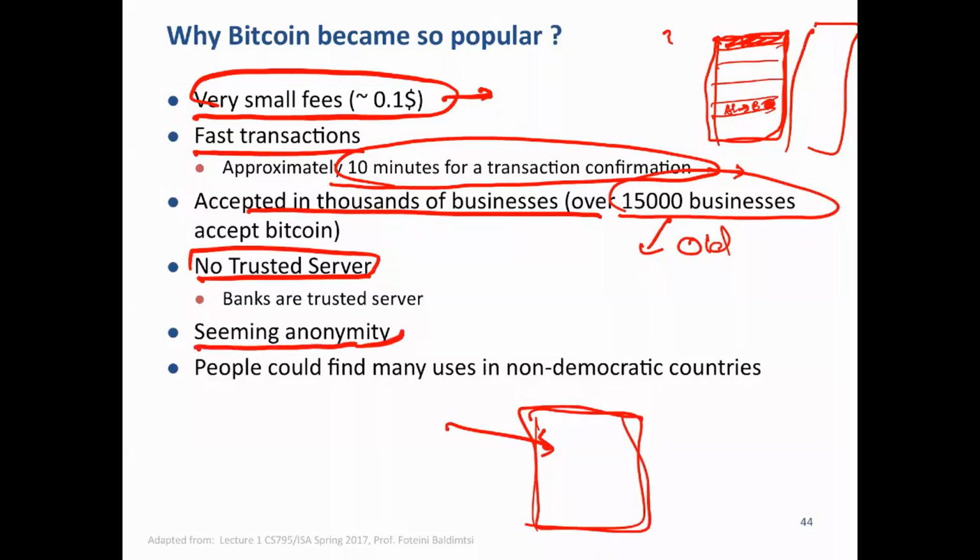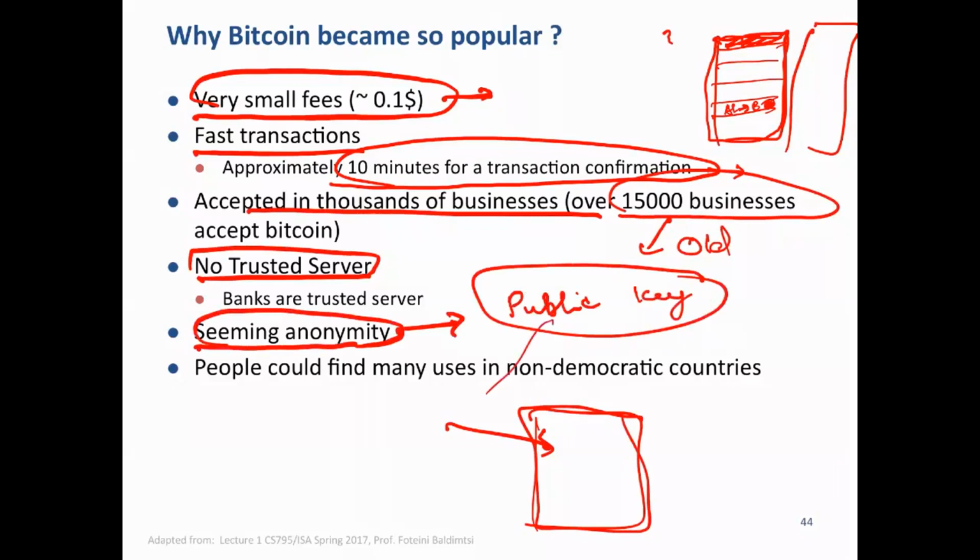Seeming anonymity. Seemingly means that it's based on public keys or private keys, right? And sometimes you cannot change your public key every few seconds, like Amazon.com or some of the businesses publish to the world, this is my public key. Then people know that this is your public key. So this is not 100% anonymous, but to a great extent it is anonymous.